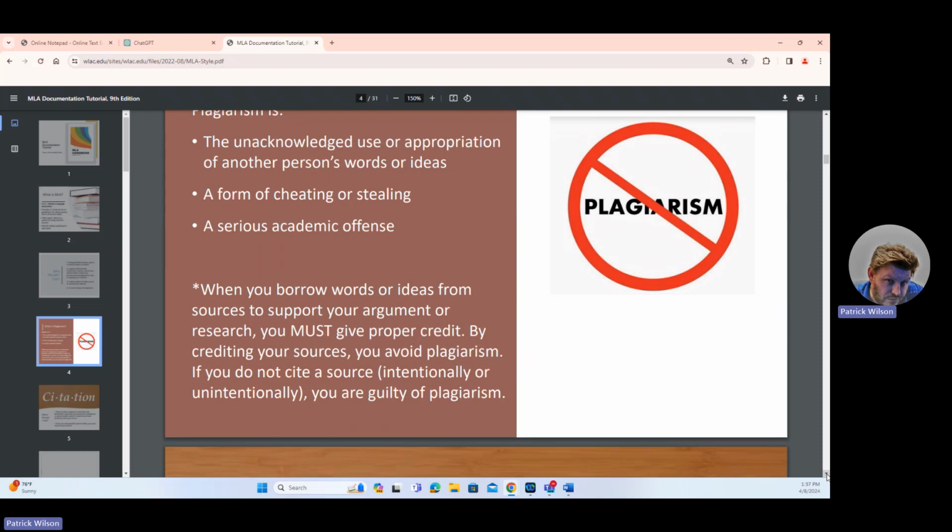When you borrow words or ideas from sources to support your argument or research, you must give proper credit. By crediting your sources, you avoid plagiarism. If you do not cite a source, intentionally or unintentionally, you are guilty of plagiarism. And that's basically how the college views it too. Whether you meant to do it or not doesn't matter. You did it. The first offense, again, is a 0. So please don't do it.